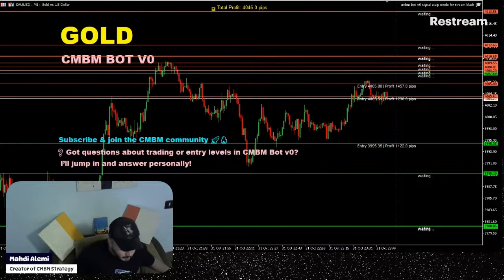On the chart, you will see two types of line and two types of labels. When you see waiting next to a line, it means that order has not been triggered yet. When you see profit displayed, it means the order has been triggered and you can see how much it has moved into profit. So the question is, how can we use this level as entry points for trades?